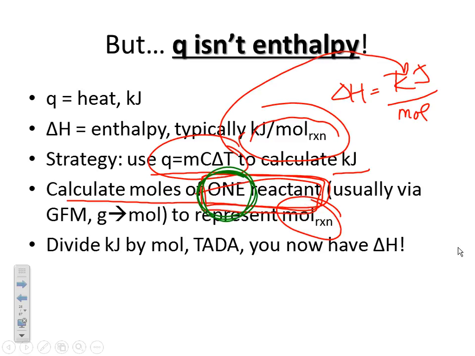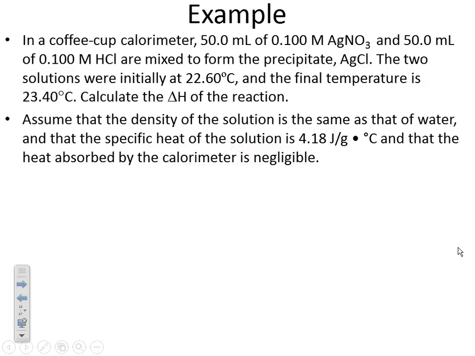It's for 2 moles of water making 1 mole of O2 and 2 moles of H2. So it's tied to the 2 moles for the water. So find moles of one reactant and put it on the bottom. Divide them, and that's all you need to do. That's your delta H. And we're going to go through a practice problem.